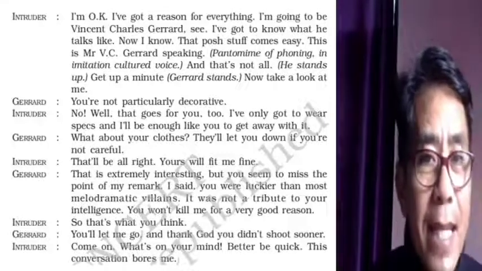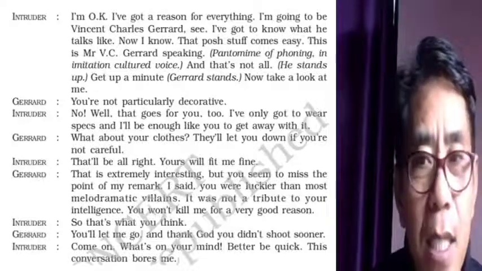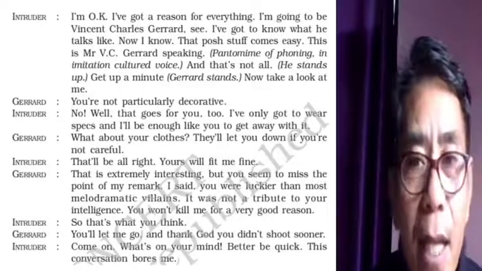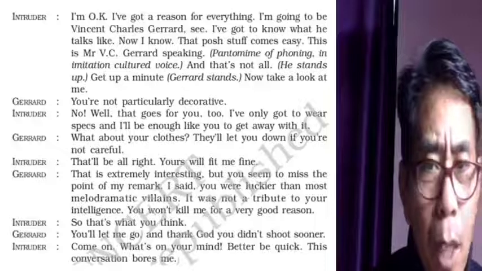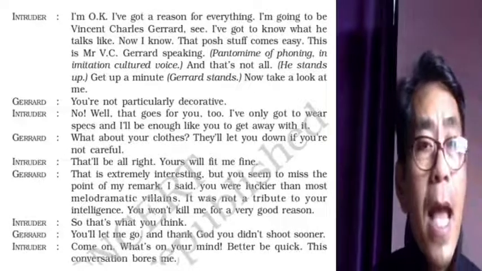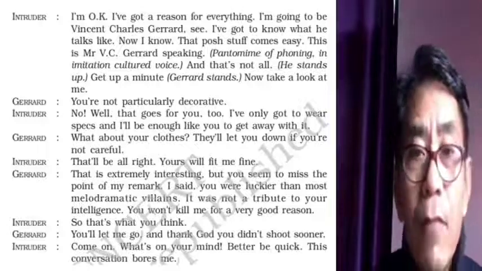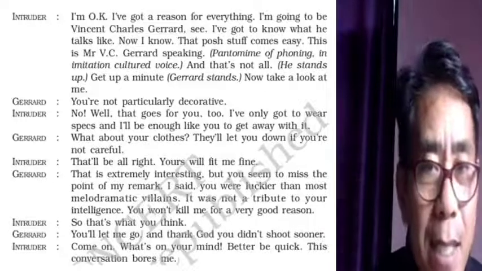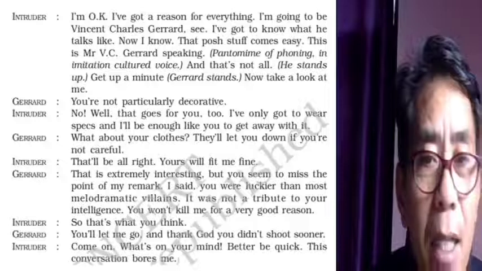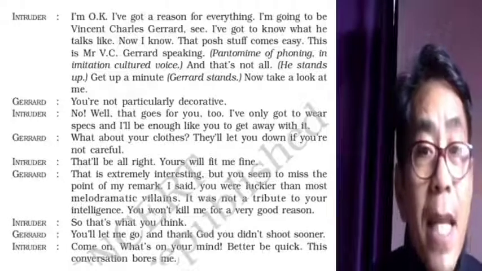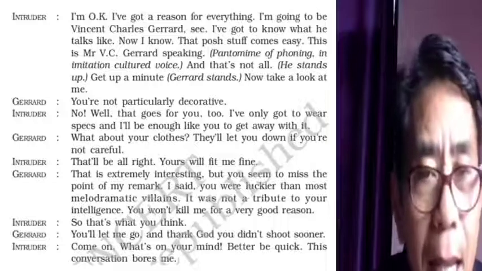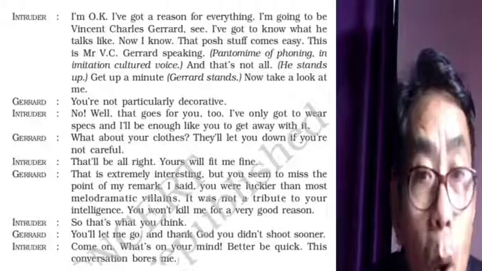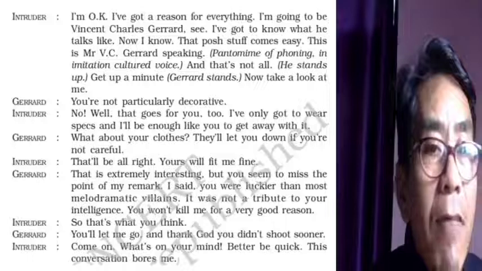Then Gerard said, that is extremely interesting, but you seem to miss the point of my remark. I said you were luckier than most melodramatic villains. It was not a tribute to your intelligence. You won't kill me for good reason. Mr. Jerry said, it was interesting, but you don't have good intelligence, you were not that smart. So Mr. Jared told him that he wanted to know why he was killing him. That is not a good reason. You should have more good reason to kill if you really have intelligence.